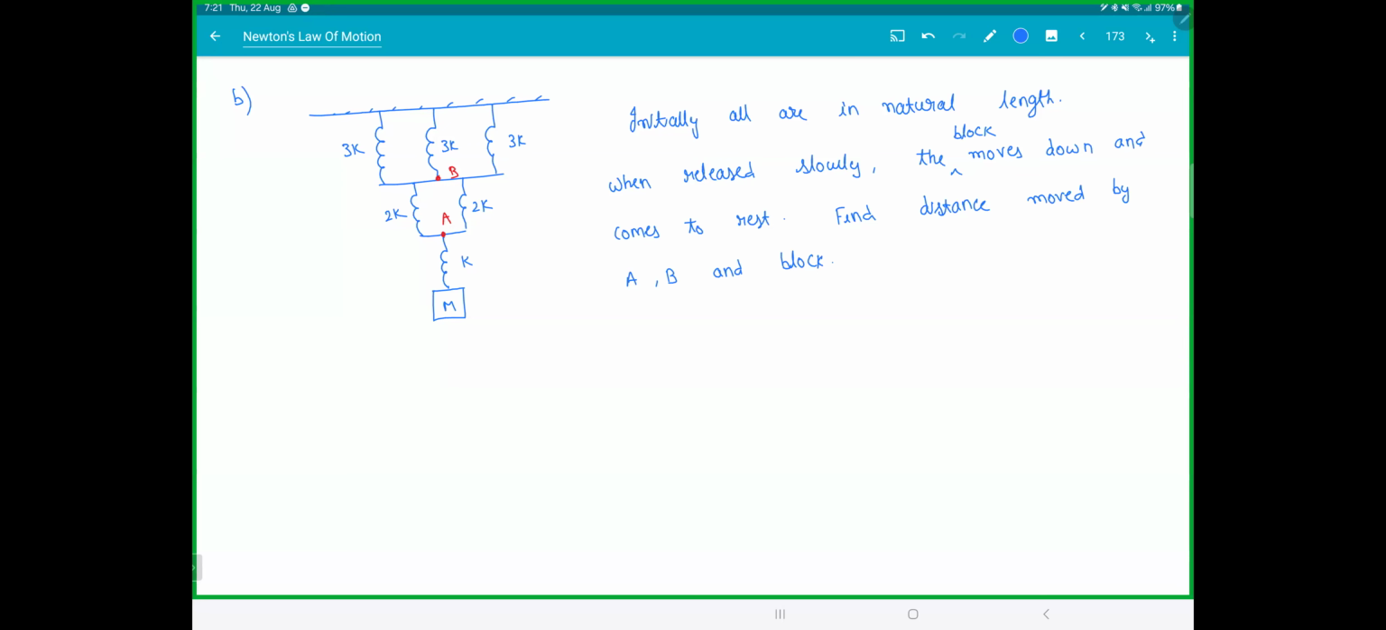Ansh, Surya, both of you got the same. What about A and B? Those are the interesting ones. Someone got 17 by 12, which is... so what do we do?